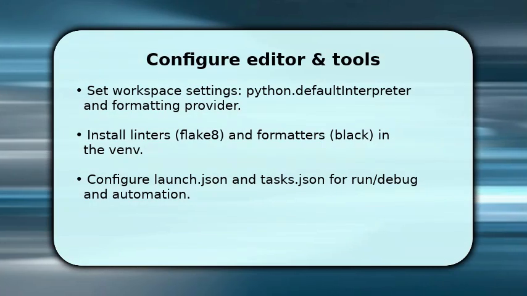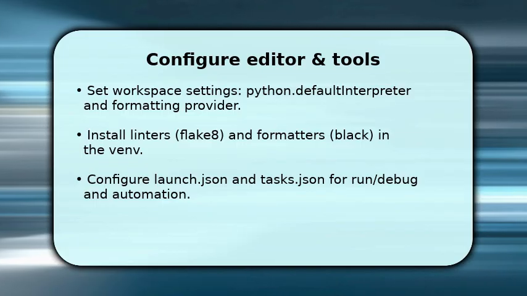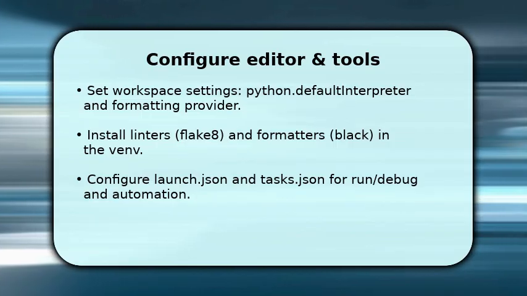Now configure VSCode to work predictably. Install Black and Flake8 into the virtual environment so formatting and linting are consistent. In workspace settings, set the default interpreter, formatter, and enable format on save. Create a .vscode/launch.json to define a Python module or script configuration and add tasks.json for test and build commands.